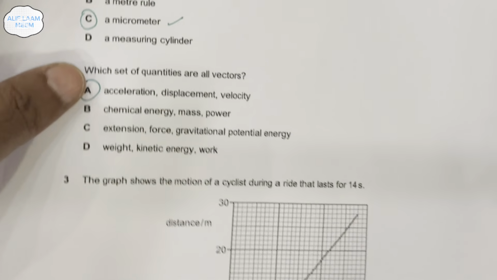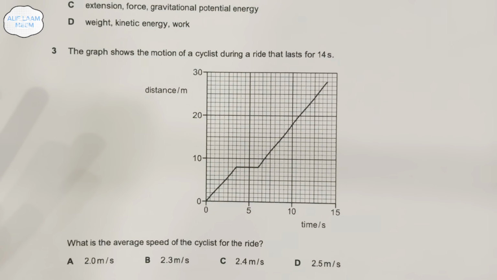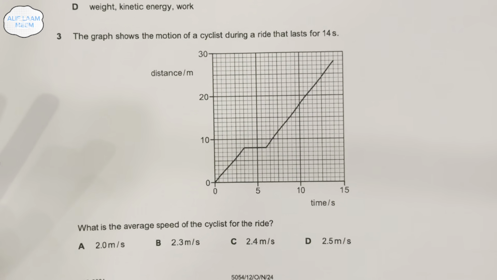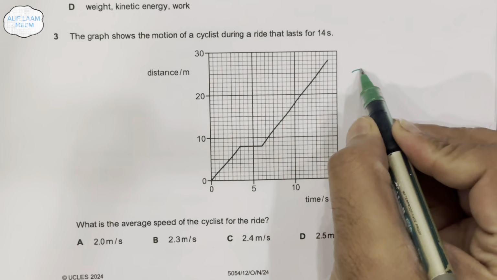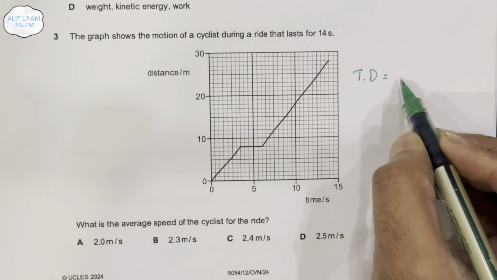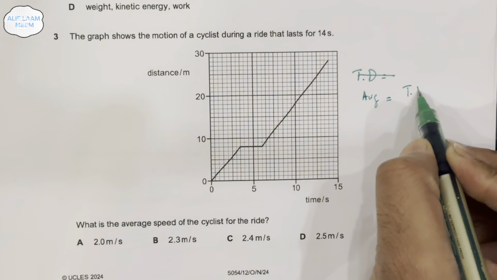Moving to question number 3, the graph shows the motion of a cyclist during a ride that lasts 14 seconds. What is the average speed of the cyclist for the ride? We know that we have the formula: average speed is equal to total distance over total time.